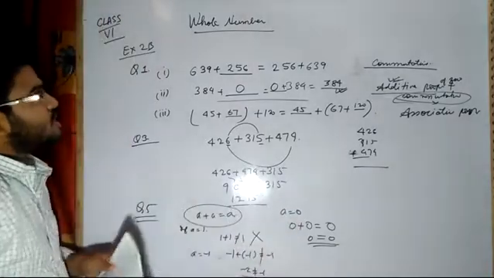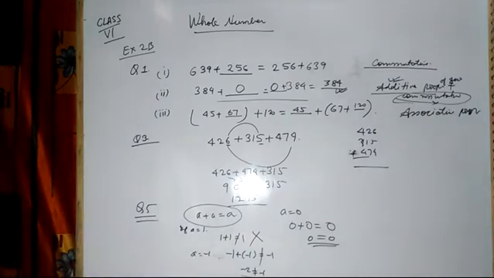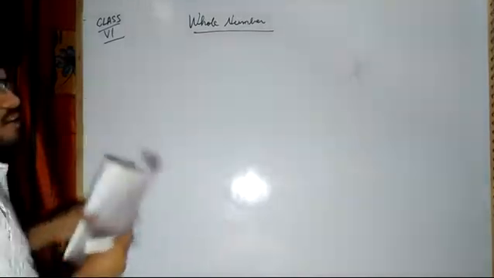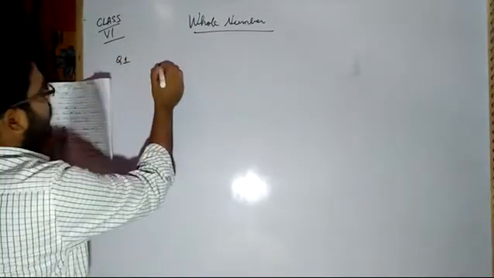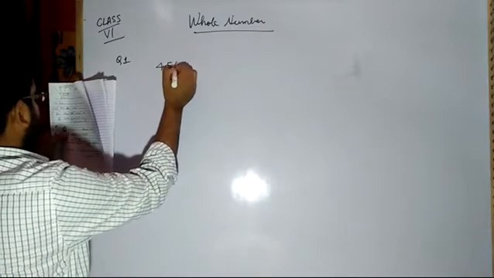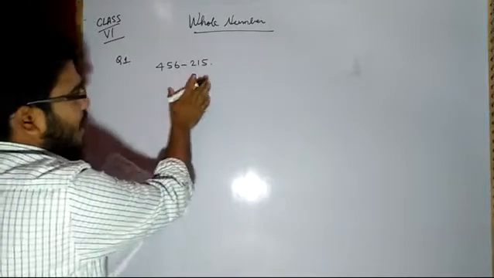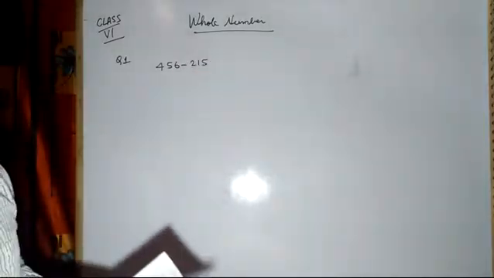Now with this we finished our exercise 2b. Now I will be discussing exercise 2c. Exercise 2c is based on subtraction and then corresponding addition. Now question number 1 says we have 456 minus 215. Subtract this and then verify the result by using corresponding addition.